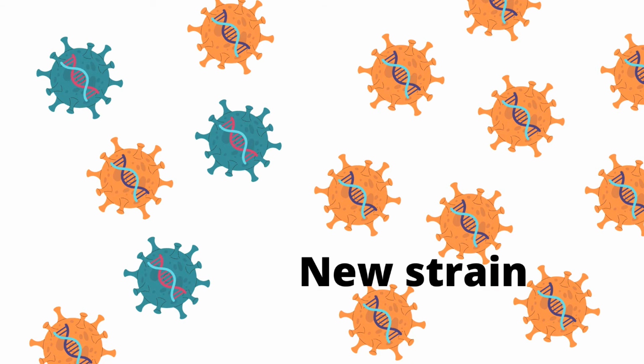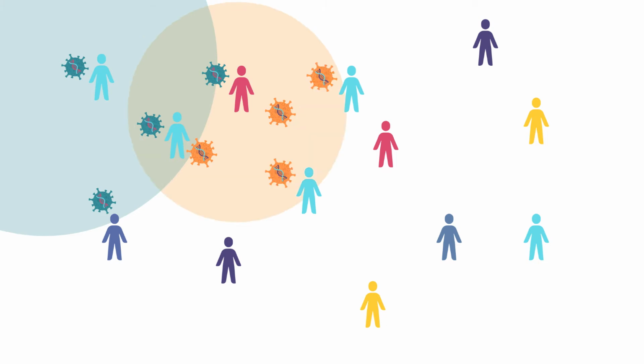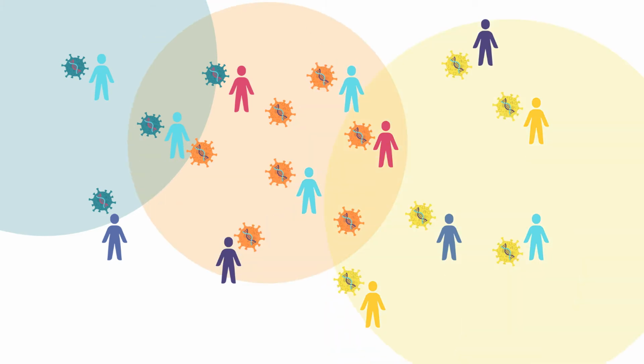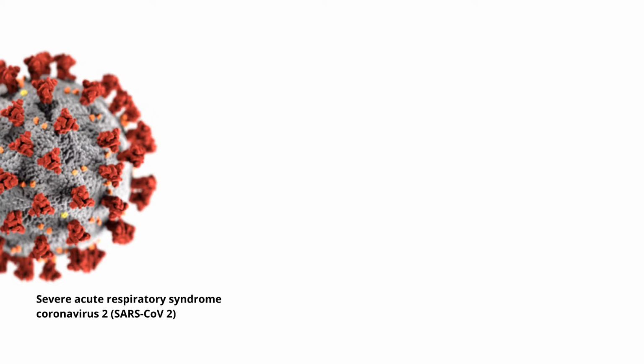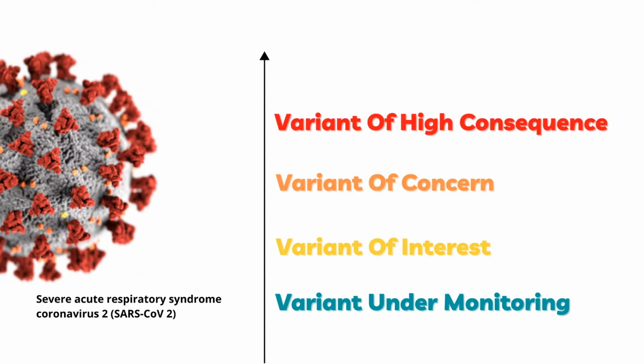New strains of viruses appear when the virus is allowed to spread rapidly in a community or when the virus infects hosts with weakened immune systems. In the case of SARS-CoV-2, many variants have been identified through genetic sequencing. These variants of virus can be classified into variants under monitoring, variants of interest or variants under investigation, variants of concern and variants of high consequence.